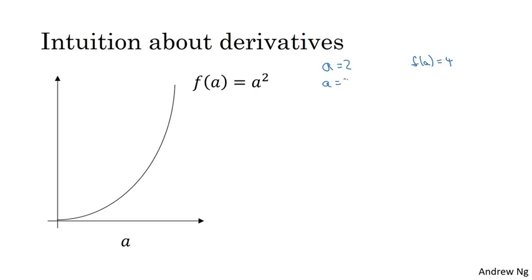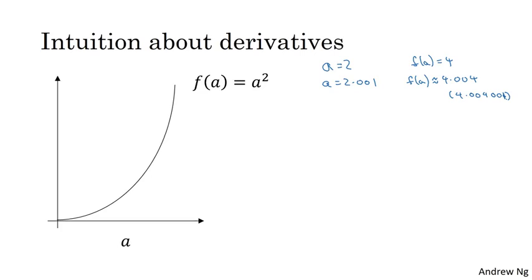Let's nudge a slightly to the right. So now a is equal to 2.001. f of a, which is a squared, is going to be approximately 4.004. It turns out that the exact value, if you pull out a calculator and figure this out, is actually 4.004001. But I'm just going to say 4.004 is close enough.